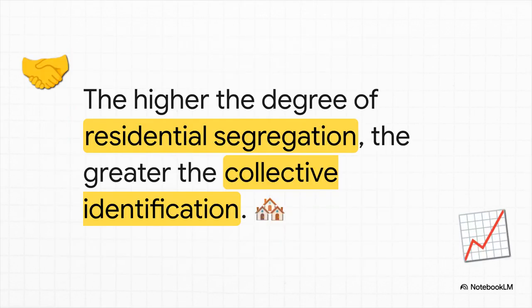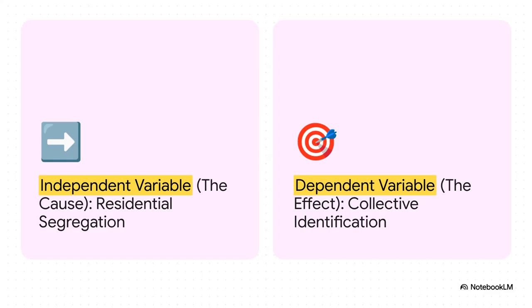Here's a great example. See how clear that is? It's not just saying these two things are connected. It's proposing a very specific relationship. As one thing goes up, the other thing goes up too. It's a bold claim, and now we can actually go out and see if it's true. And to test it, you gotta know your variables. In this case, the hypothesis suggests that residential segregation, that's the cause, has an impact on collective identification, that's the effect. This simple cause and effect structure is really the engine of a powerful hypothesis.